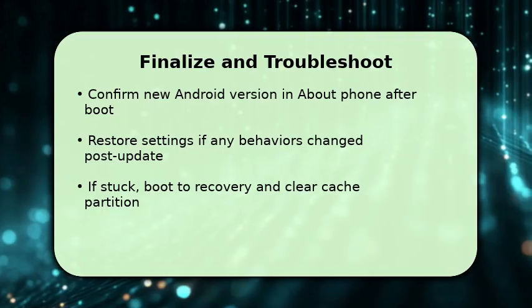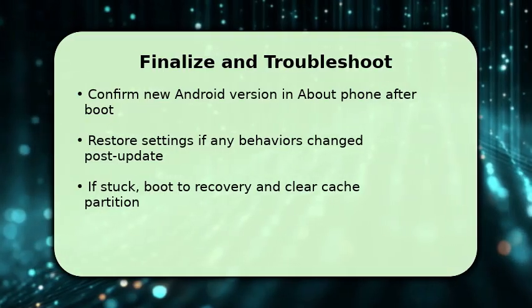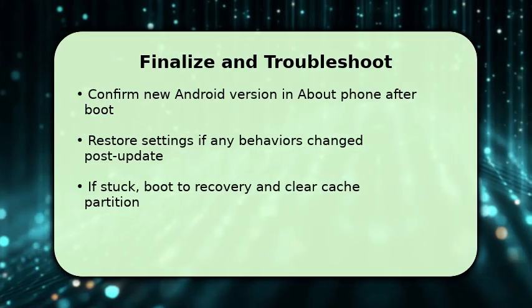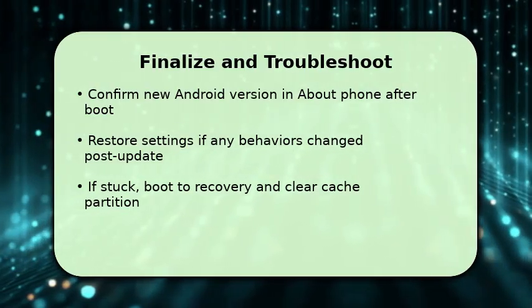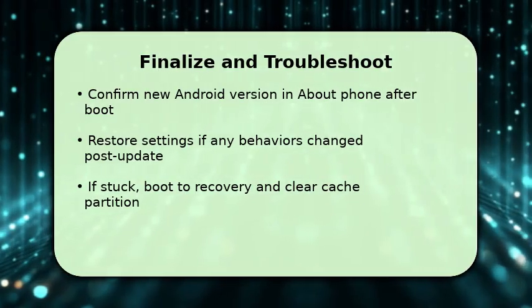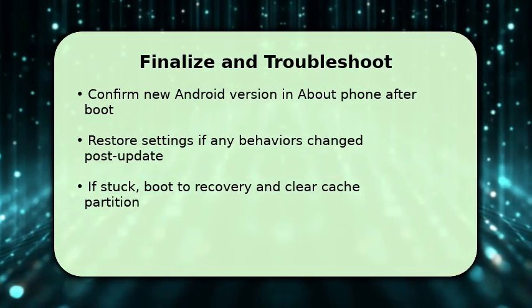If the phone fails to boot or is stuck in a boot loop, power off, enter recovery, volume up plus power, and clear the cache partition first. If that fails, restore from your backup or flash the official ROM with My Flash. That single troubleshooting step often resolves update hiccups.